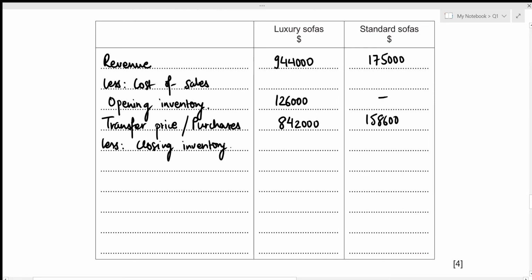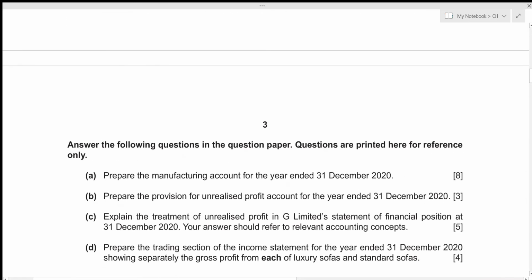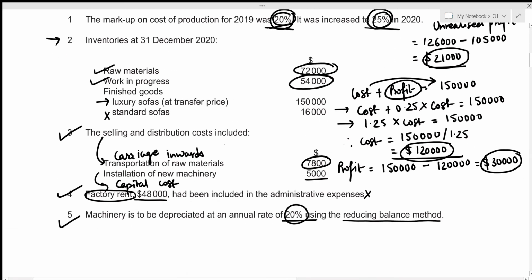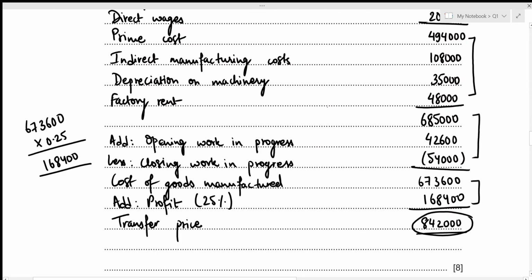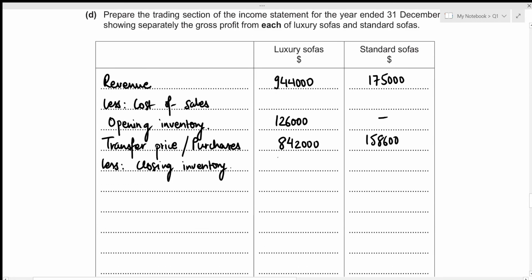Let's have a look above. So the closing inventories are given right here, and we have the finished goods. For luxury sofas, it was 150,000. This is the closing inventory, whereas for the standard sofas, the closing inventory amounted to 16,000. So let's record these two amounts. Firstly, for luxury sofas, it's 150,000. I'm going to record it in a bracket indicating that this needs to be subtracted. Then for standard sofas, it was 16,000.